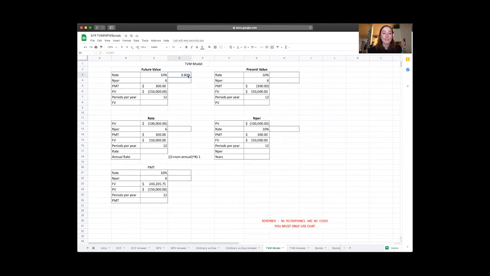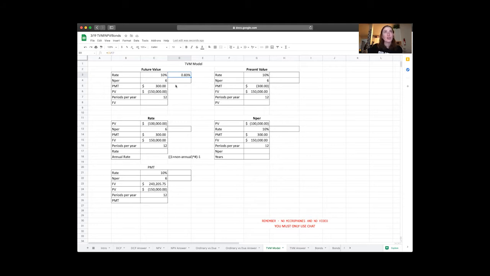Now Excel is very smart. If you leave it as 0.83 with the percentage sign, then it knows that when it calculates, it's really 0.0083. So it's up to you. If you want to leave the percentage in, you have to put the percentage sign. If not, then change it to decimal. But you can't just leave it as 10 or 0.83 without the percentage sign. All right. So that is one thing.